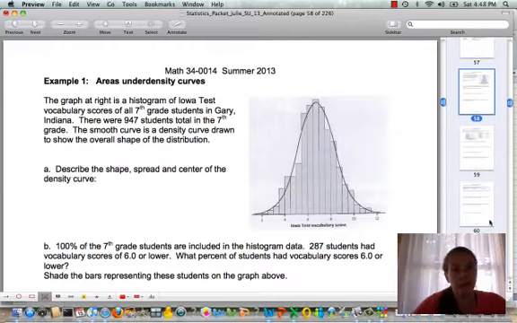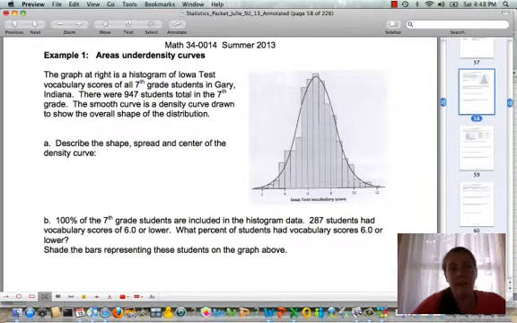Example 1, we're looking at a density curve, and this is a histogram of Iowa test vocabulary scores of all 7th grade students in Gary, Indiana. So the Iowa test is taken in other states besides just Iowa. In this distribution of the histogram, there are 947 students total.